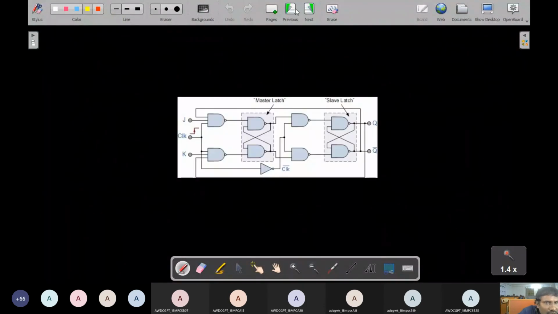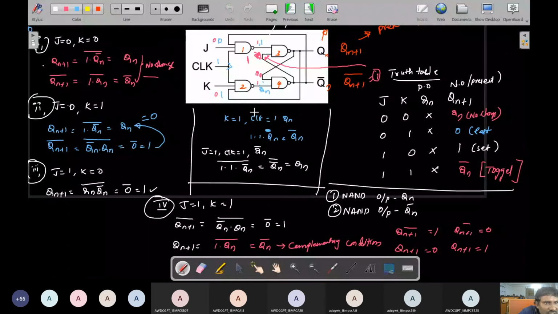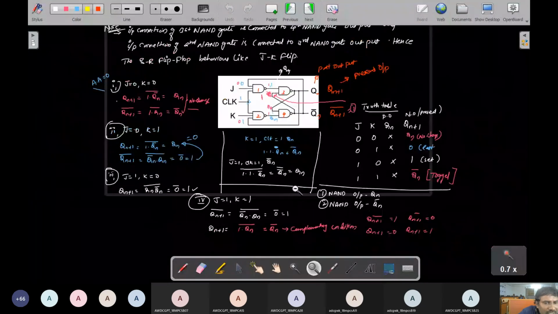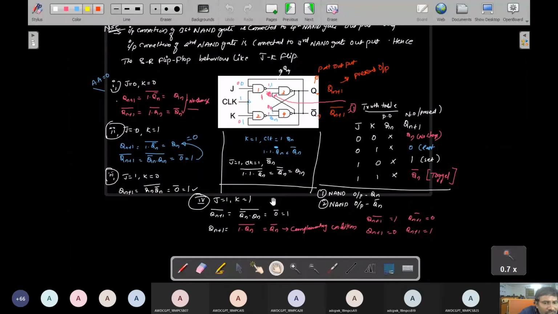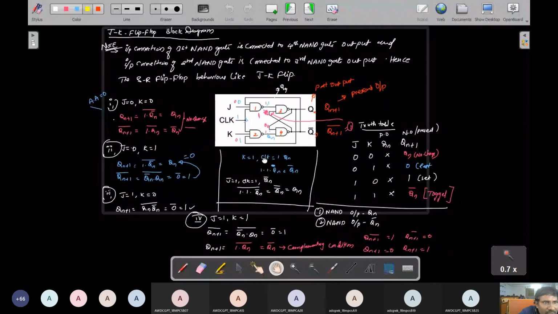So I'll explain using this block diagram. This is the JK flip flop block diagram. Understand? Using this block diagram, I explain the four parts, why the present output is what it is, in each case. But the fourth case is too complicated.